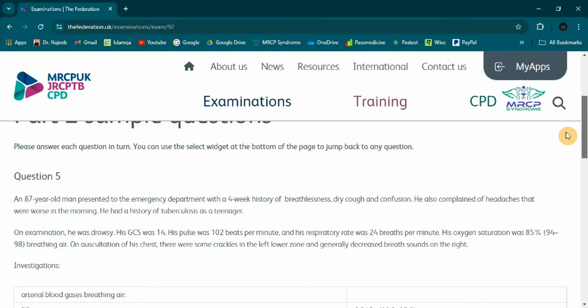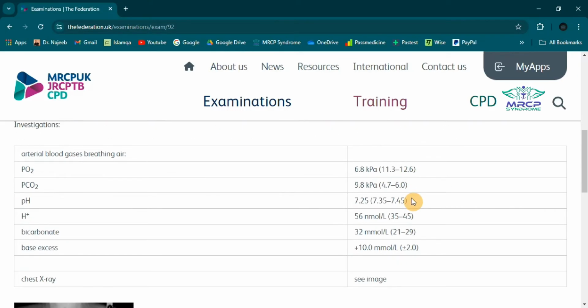So this patient has a 4-week history of breathlessness, dry cough, confusion, as well as the morning headache, which can be associated with chronic respiratory issues with acute exacerbation. And if we analyze the ABG, the patient has a low partial pressure of oxygen, there is hypoxia, and the PCO2 is normal. So is it type 1 or type 2 respiratory failure?